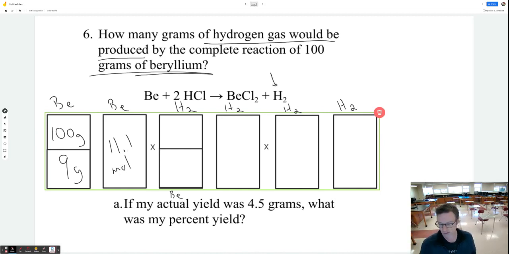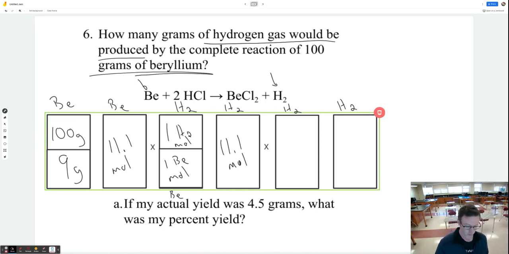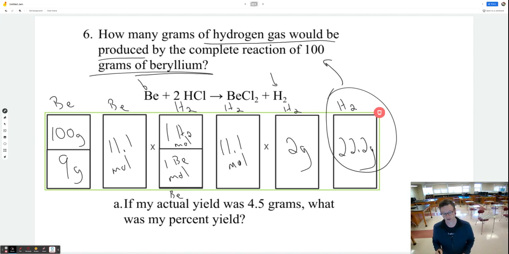In the equation, both of those coefficients are 1 mole, 1 mole of beryllium. So 11.1 times 1 is 11.1 moles. So if we react 11.1 moles of beryllium, we should get 11.1 moles of hydrogen. Molar mass of hydrogen gas, H2, is 2 grams. So that means we're going to get 22.2 grams of hydrogen. There's your theoretical yield. That's the answer to the first part of the question.